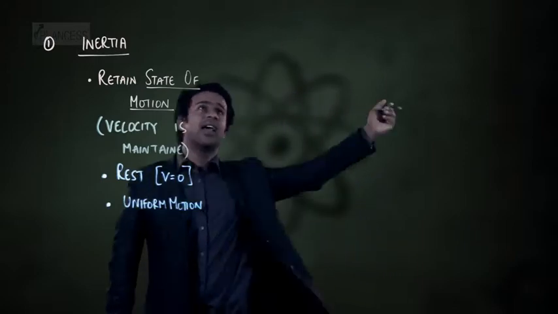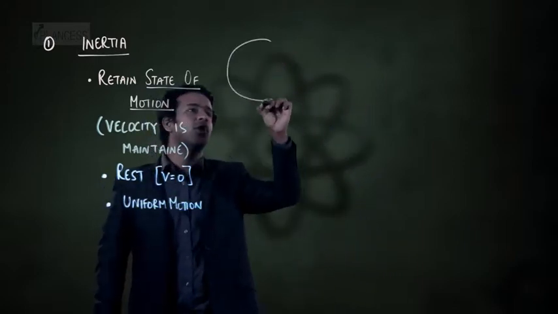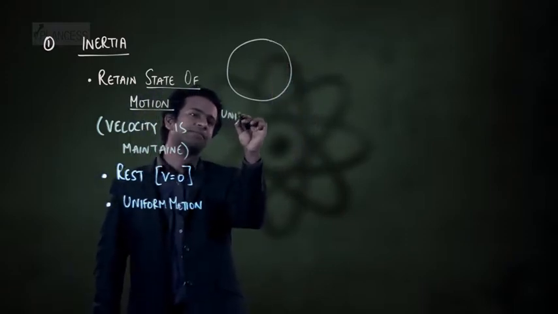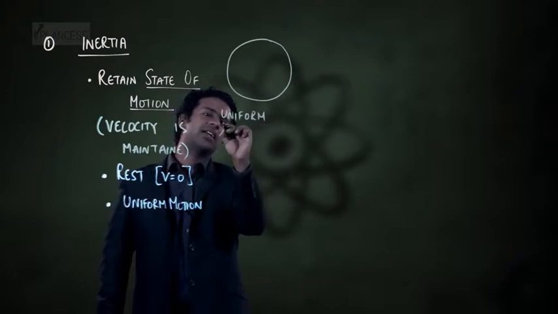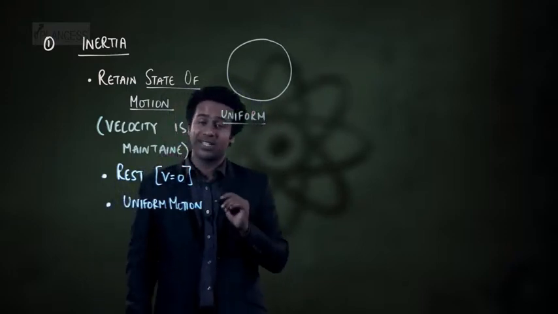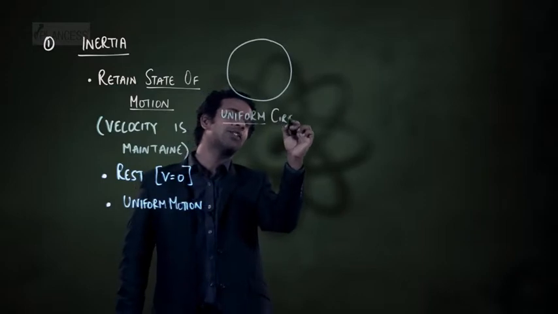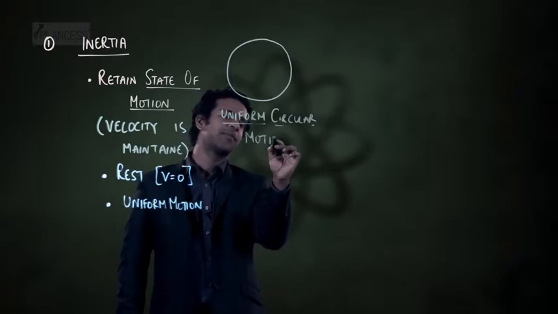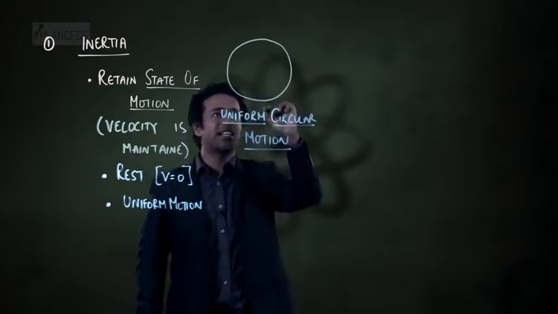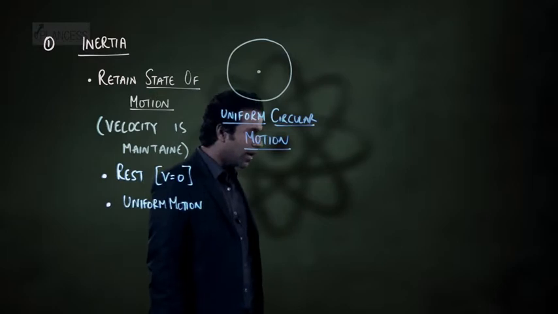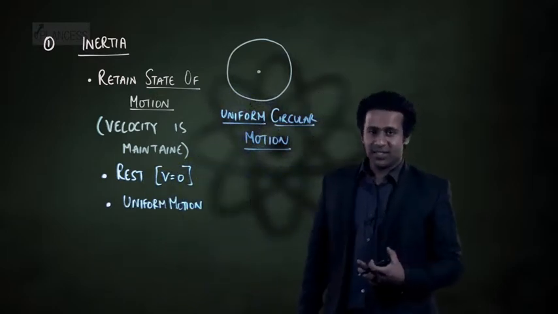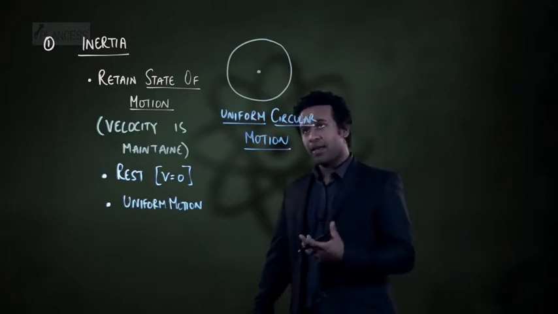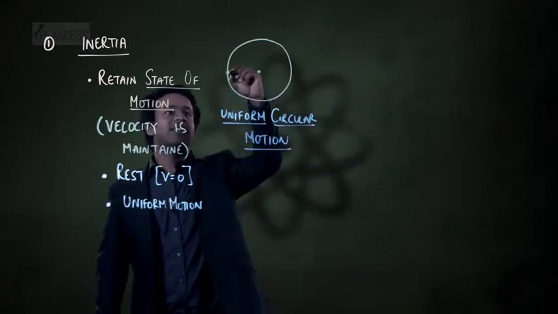For example, let's consider uniform circular motion. So uniform circular motion means that a particle is moving in a circle with constant speed. It would mean that a particle is going in circles without changing its speed. Now, in such a case, I want you to think about if the velocity is maintained. Let's check it for ourselves.